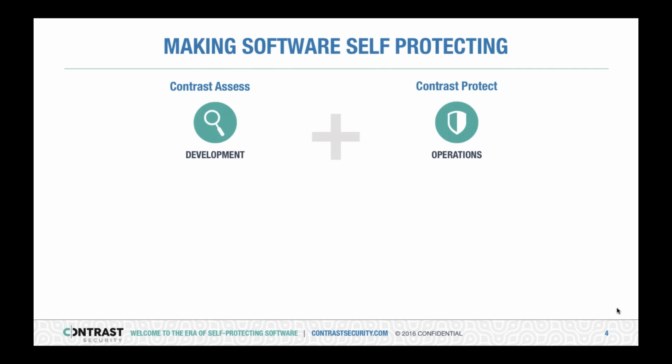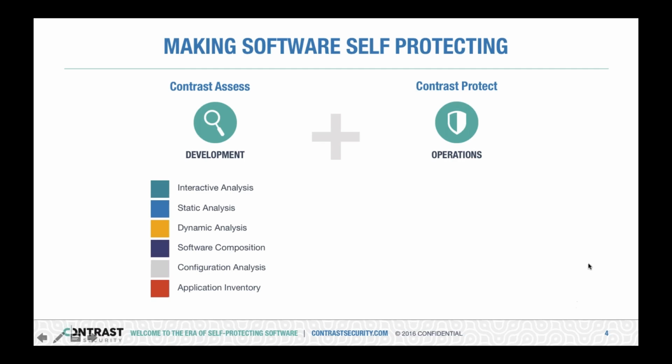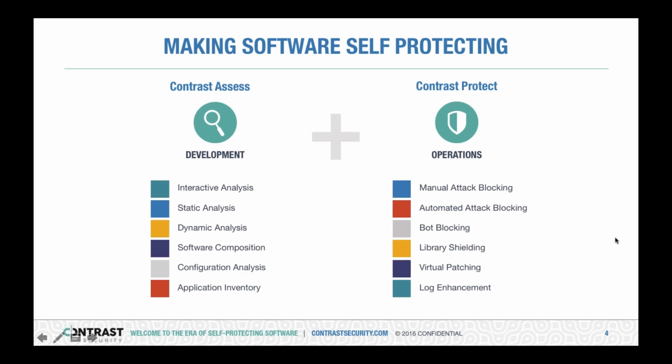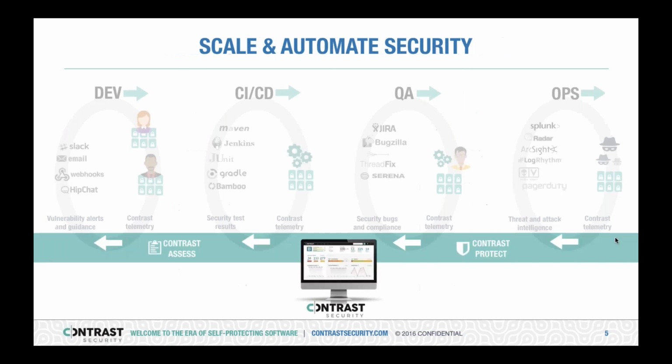The two products that Contrast has are Contrast Assess, which is the application security testing product, along with Contrast Protect, which is a runtime application self-protection, or RASP solution. With these two solutions put together in one single console, you can secure your applications, look at vulnerabilities, as well as protect your applications against attacks in real time.